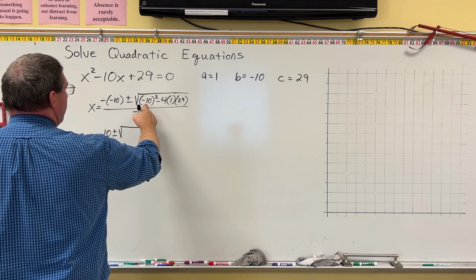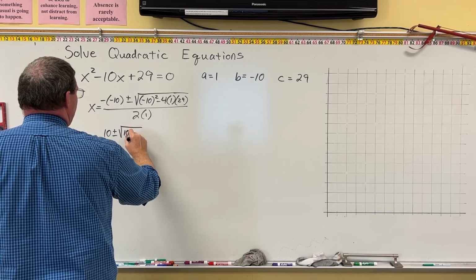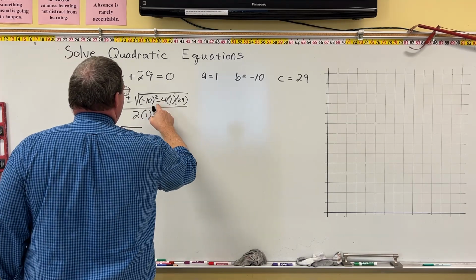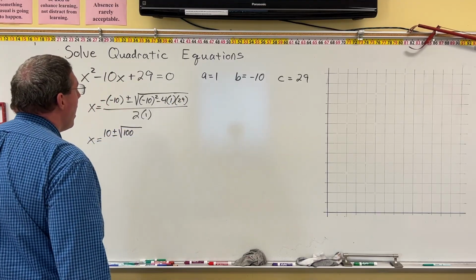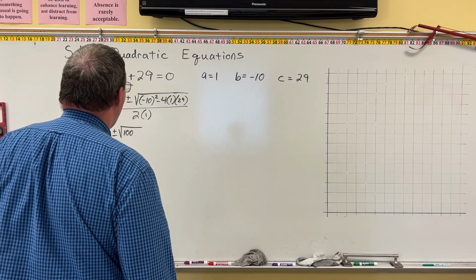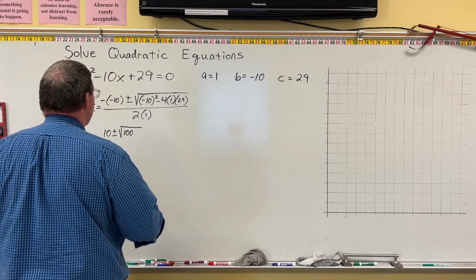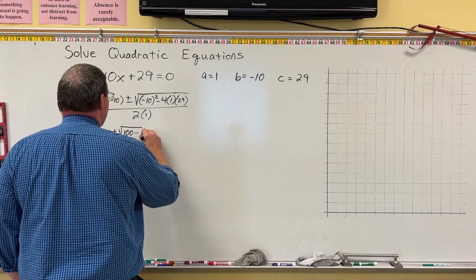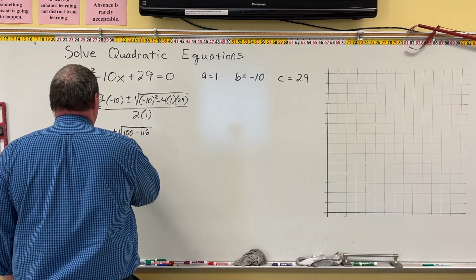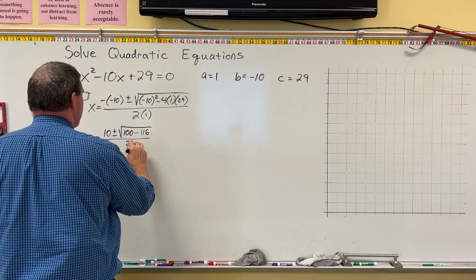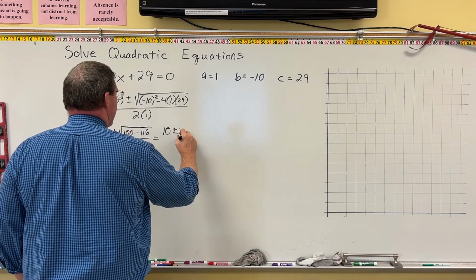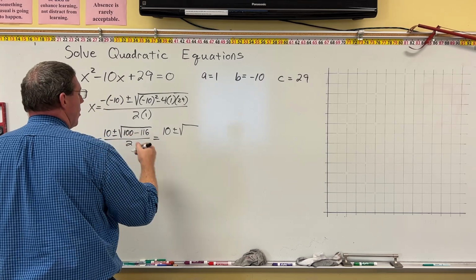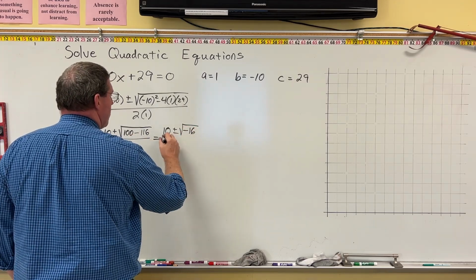-10 squared is -10 times -10. That's 100. And then we have -4 times 1 is -4. -4 times 29, let's see here, that's 116. So it's 100 minus 116, all over 2 times 1 is 2. So now this is going to become 10 plus or minus the square root of 100 minus 116 is -16, all over 2.